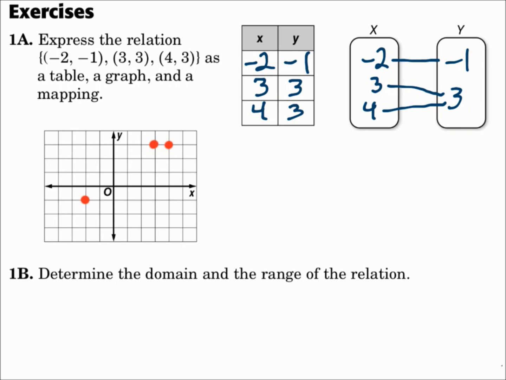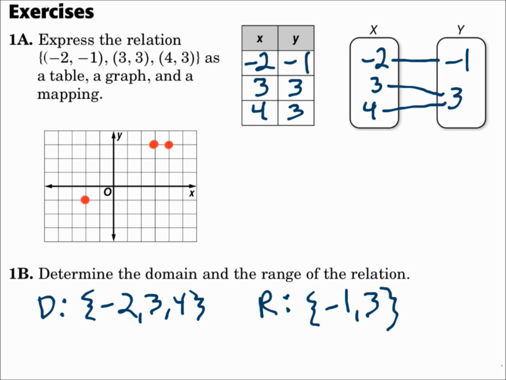For the domain and range, use the mapping. For the X bubble, that's the domain, negative 2, 3, and 4. For the range, use the Y bubble, negative 1 and 3. Remember, the domain and range need to be least to greatest, and they need to not repeat.